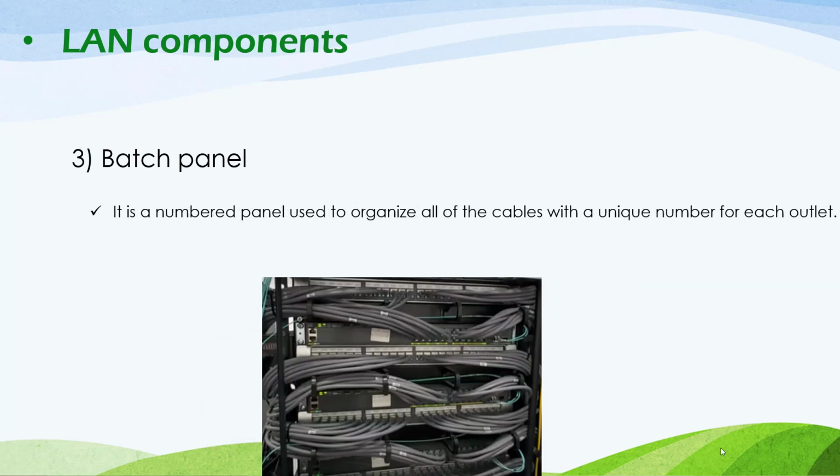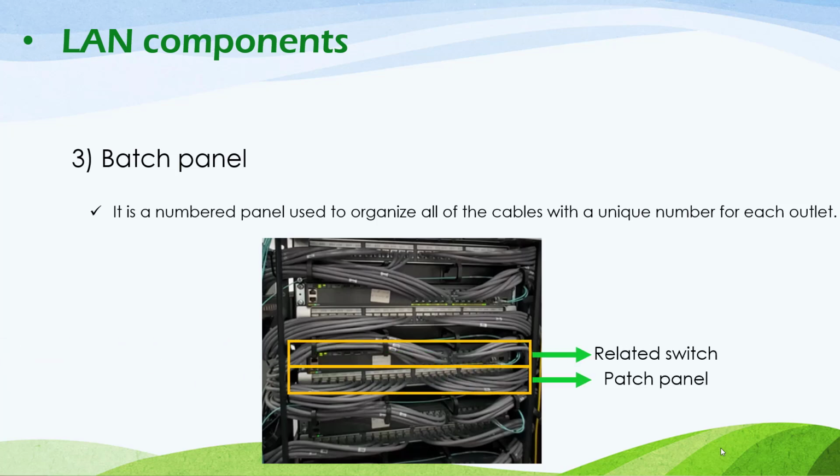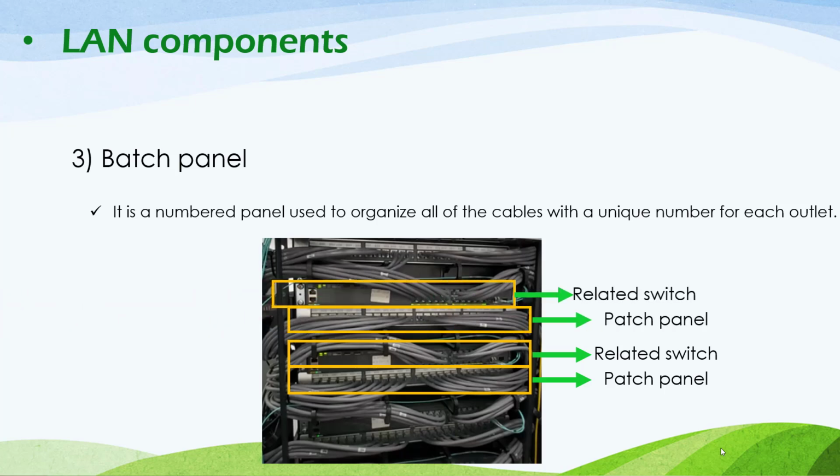Also, we find that this is the actual shape of the patch panels inside the rack after the installation process, as each switch is having a corresponding patch panel. So this is a patch panel, and this is its corresponding switch connected to it through the patch cords. Also, this is another patch panel, and this is its corresponding switch, and they are connected through the patch cords as we said.